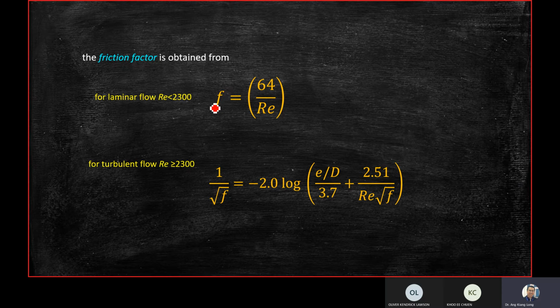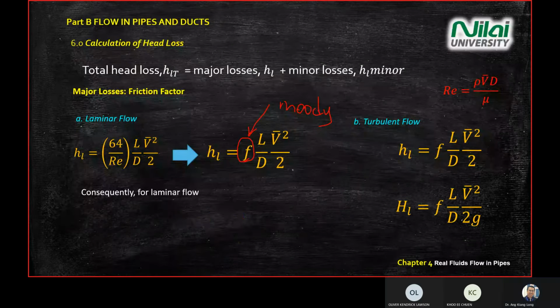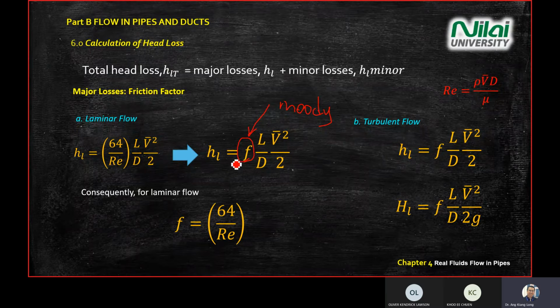If you are having a laminar flow condition, you use F equal to 64 divided by Reynolds number. Then you substitute this F into the equation for major losses: HL equal to F, L over D, V squared divided by 2. You substitute F equal to 64 over Reynolds number to find the major losses for the system.